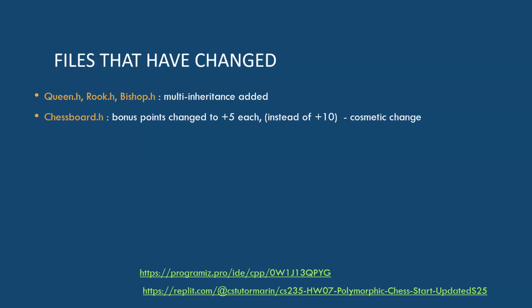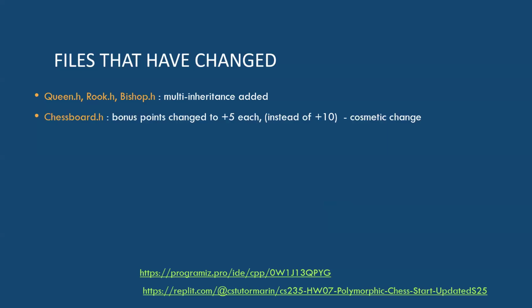Or you can individually kind of pull in the code from these changes if you've already gotten kind of comfortable with your code. So here's the stuff that's mostly changed. So the .h files have the multi-inheritance code added. So there's a few things that needed to get added to queen, rook, and bishop. Okay, so those can just be copied over.